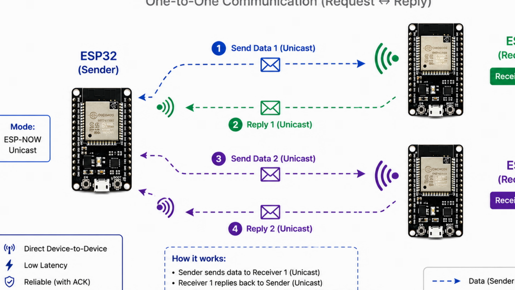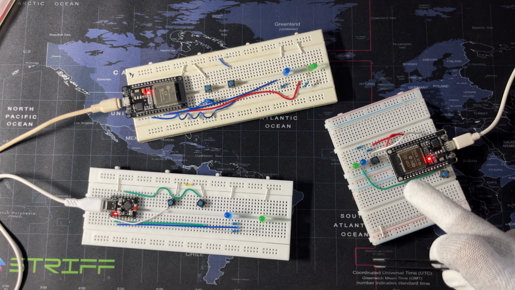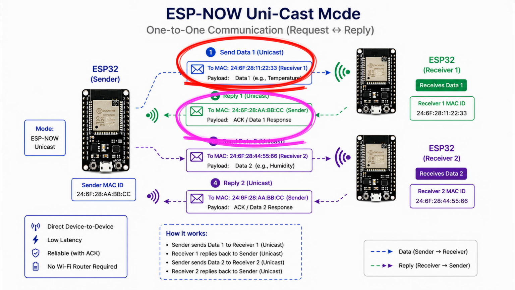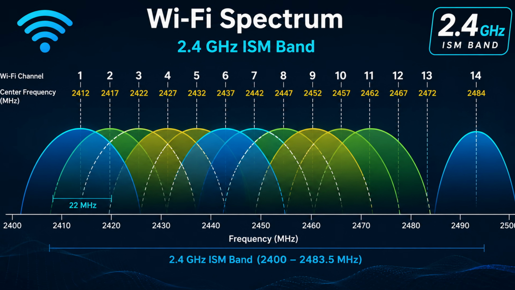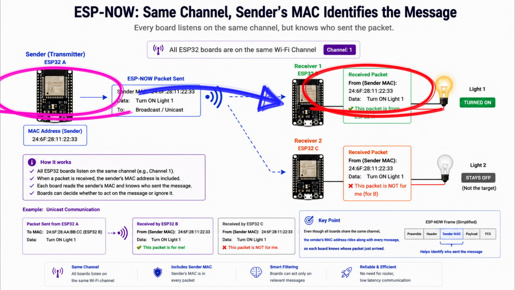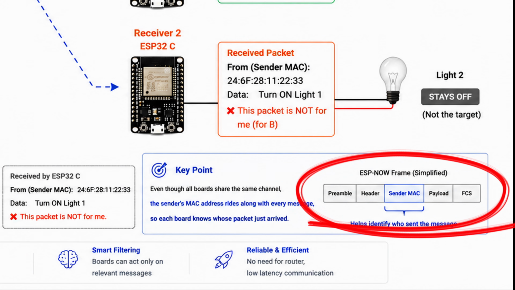Instead of broadcasting the messages to every board, now we are going to send messages only to particular boards. Let's call it ESP-NOW Unicast. ESP-NOW allows you to register a specific peer by MAC address and send a packet straight to that device. Every board still listens on the same channel, but now it knows whose packet just arrived because the sender MAC is written along with the message.